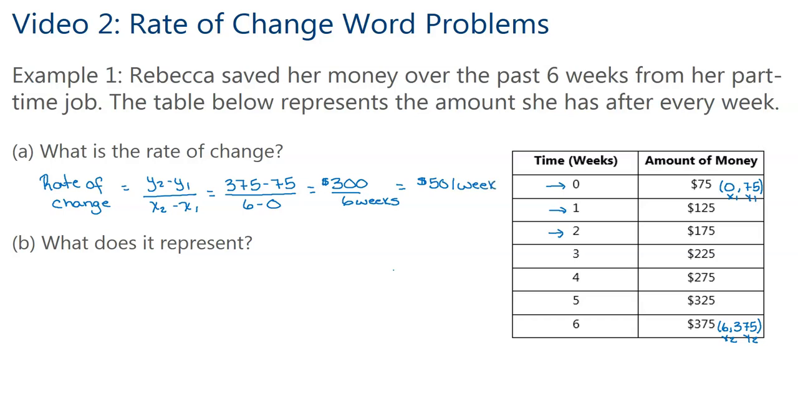So now this can help me answer part B. What does it represent? This means after every week, Rebecca saved $50. So let's write this out. This represents how much money Rebecca saved each week.